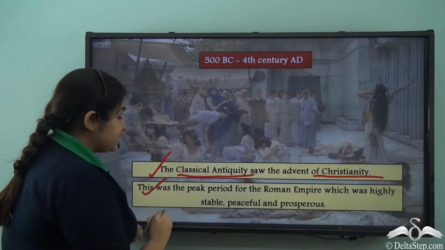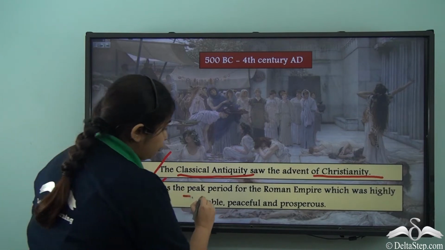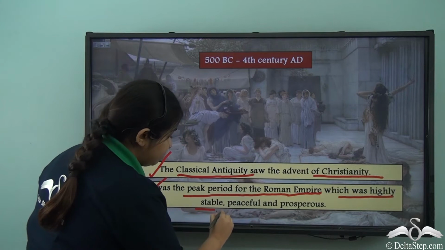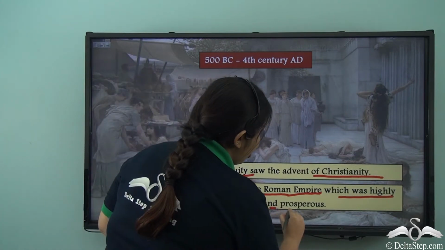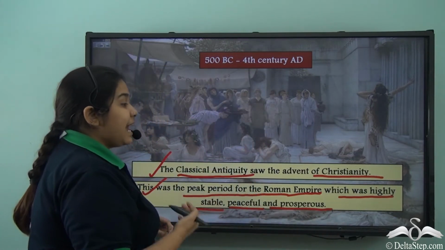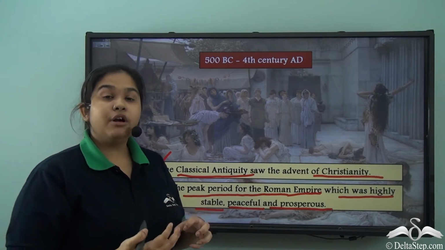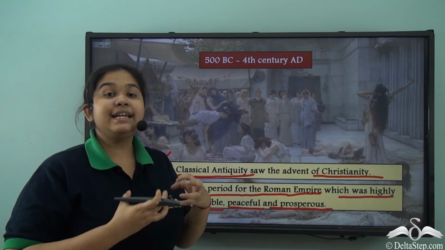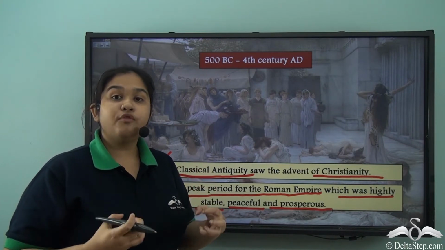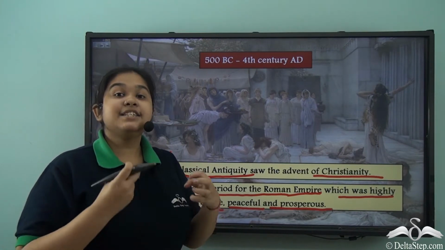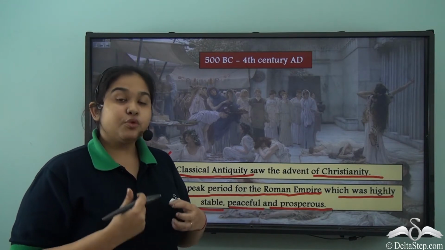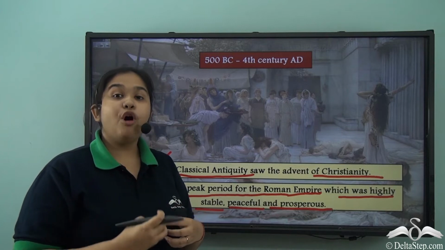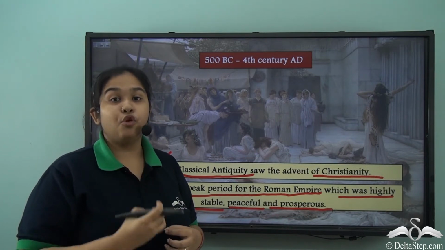Now, this was the peak period for the Roman Empire, which was highly stable, peaceful and prosperous, because at this point in time there were a limited number of wars, and the Romans had established control over their territory. They had centralized that control. So we see that this particular period reached a level of prosperity due to the Roman rule.